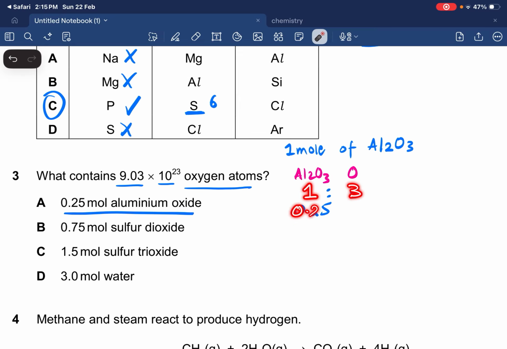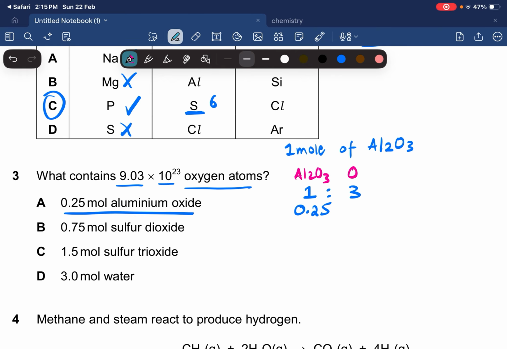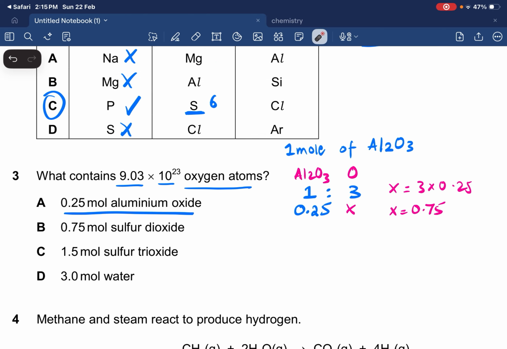So 0.25 mole of aluminum oxide, which the question states, is going to contain x moles of oxygen, and x comes out to be 3 into 0.25. Let's see what we get. 3 into 0.25, we get 0.75 moles of oxygen atoms. X comes out to be 0.75.